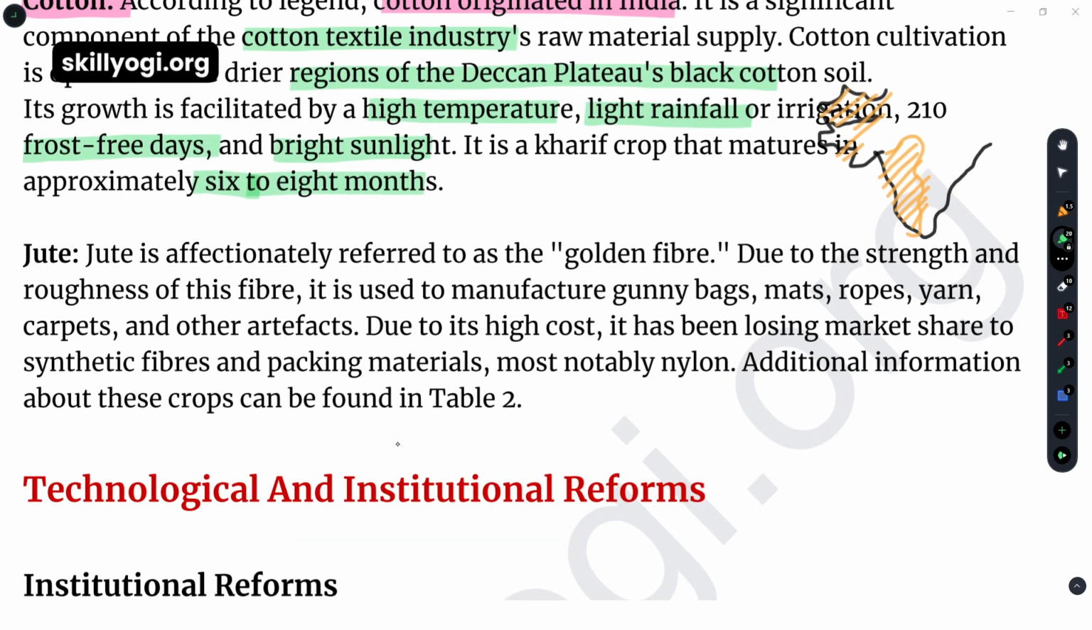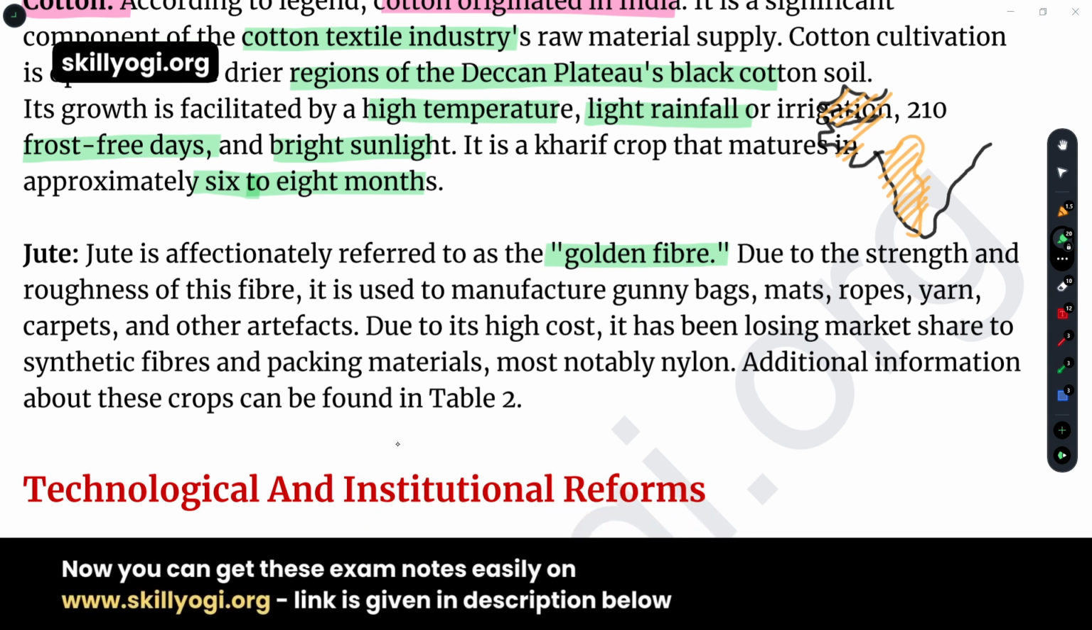Come to jute. Jute is affectionately referred to as the golden fiber. Jute is basically grown in places like West Bengal, it's an authentic crop which we can have, and it's a primitive crop. Due to the strength and roughness of the fiber, it's used to manufacture gunny bags, mats, ropes, yarn, carpets and other artifacts. These are very necessary products which we are getting from jute.